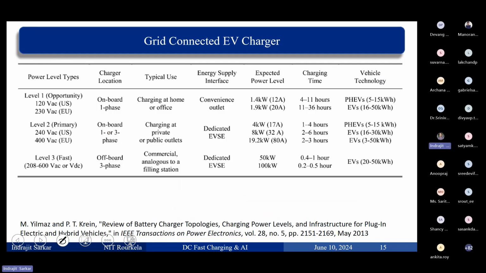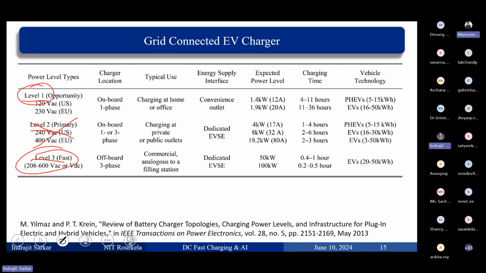Now let's see what the different charging power levels are. Why I am giving an introduction to all these things is because this will give rise to the problems, the challenges that we are facing, and then we'll see how machine learning can help us to mitigate these challenges. Okay, so now there are three charging options: level 1, level 2, and level 3. We are not talking about this. We are talking about level 1 and level 2.